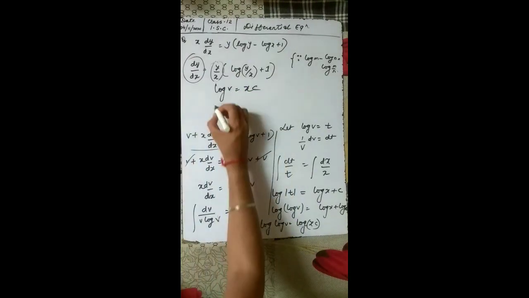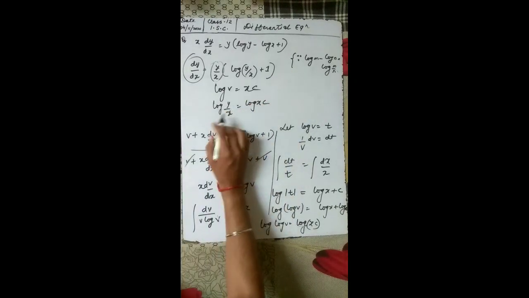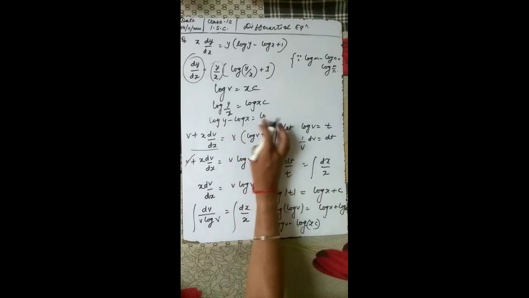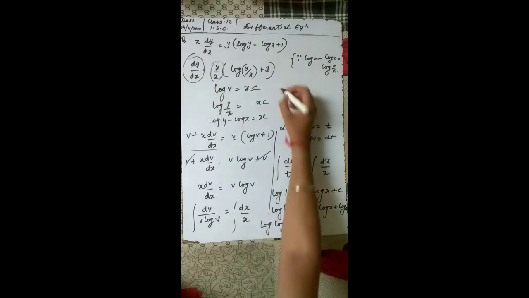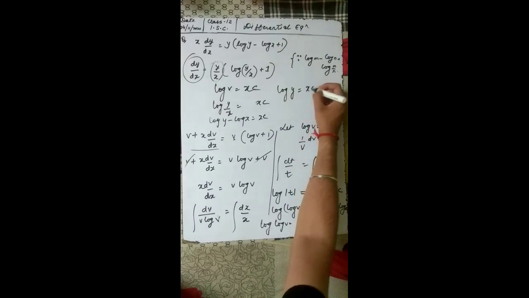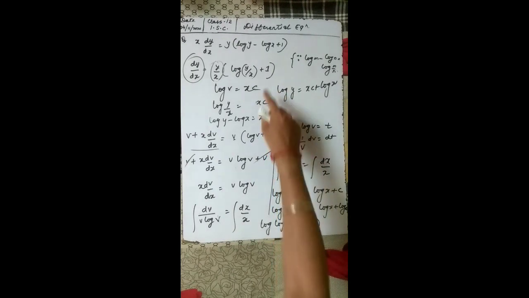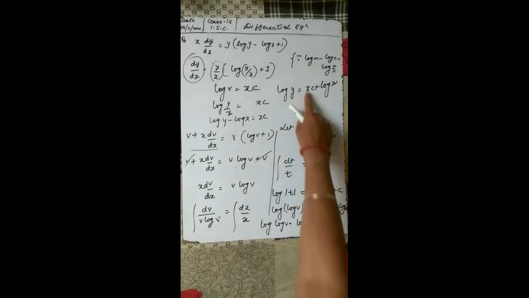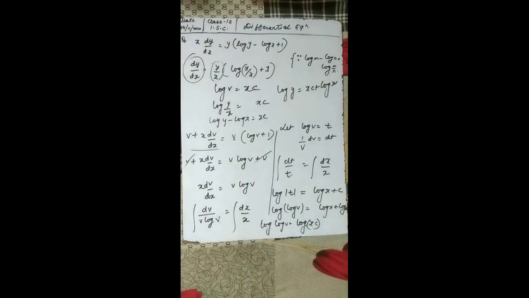Now again, in place of v, we can put y upon x. Again, you use the property log y minus log x equals xc, take minus log x to that side. So log y equals xc plus log x. Now, if you want to remove this log, take exponential on both sides. See, this can also be the answer. Even you can leave your answer up to this step.